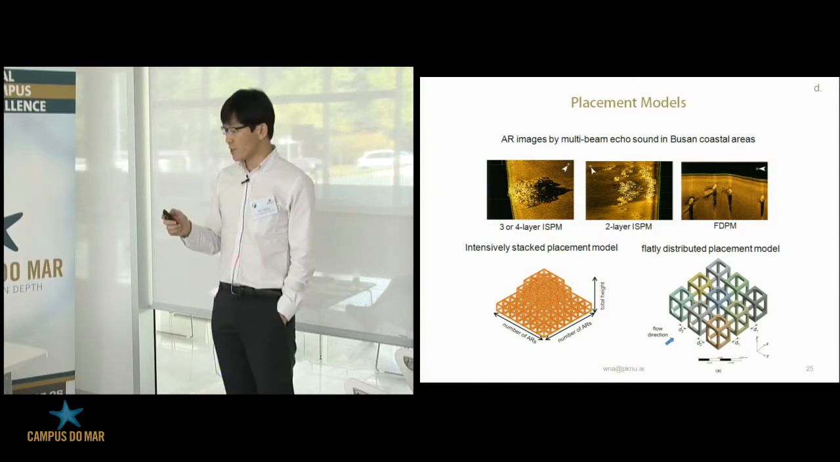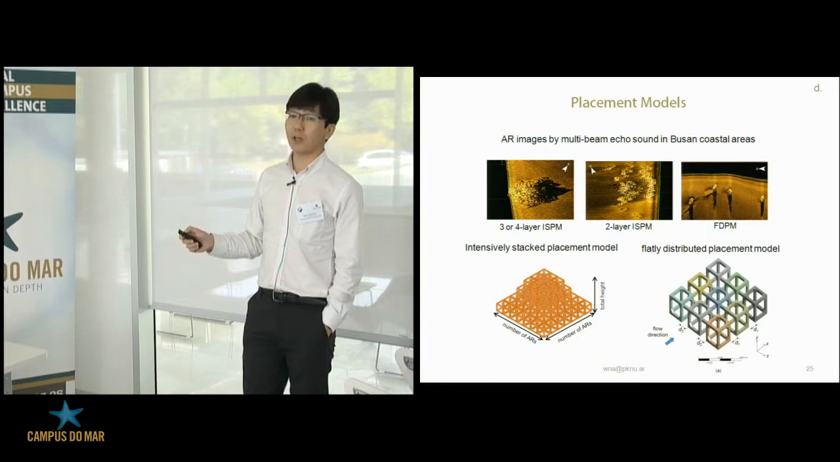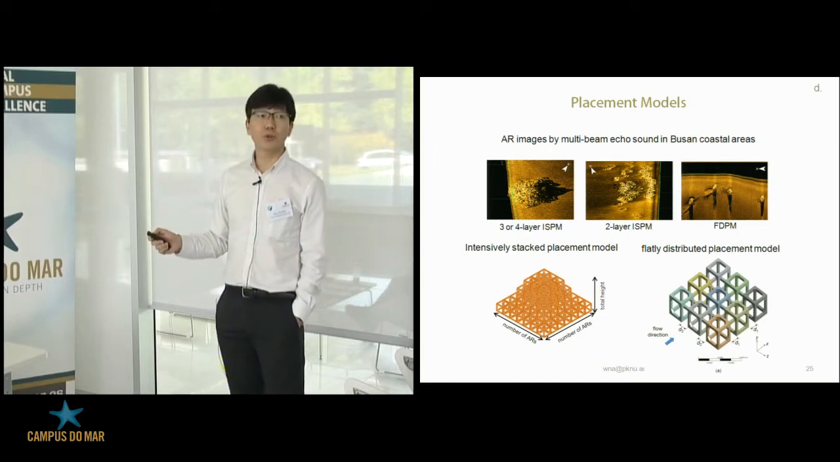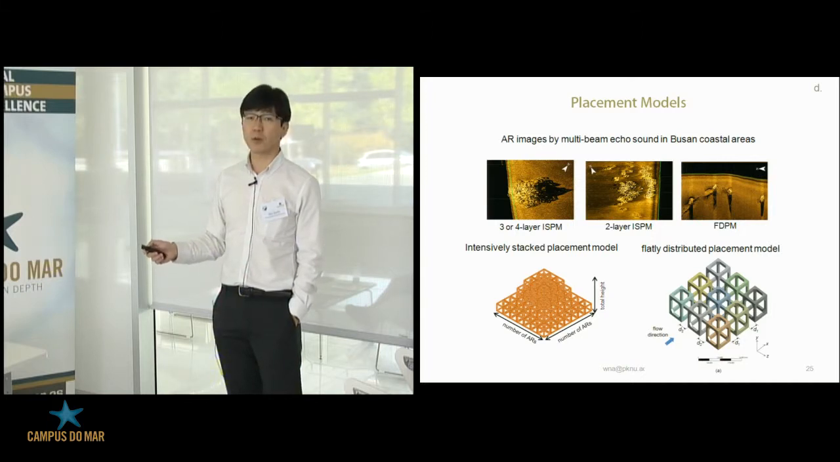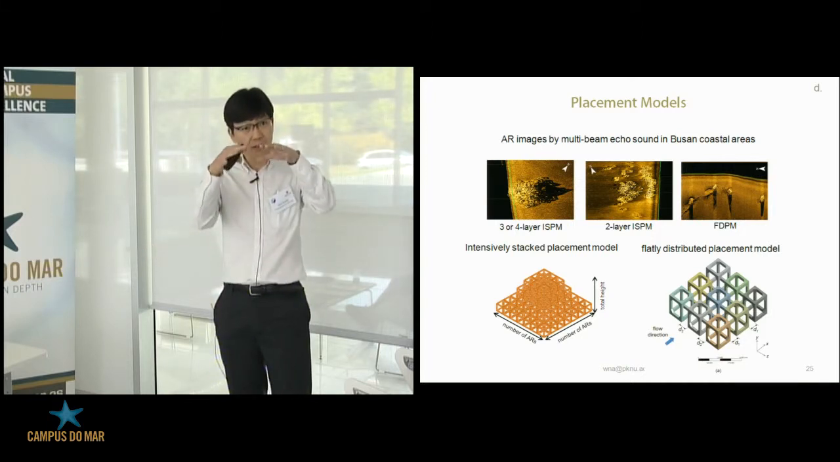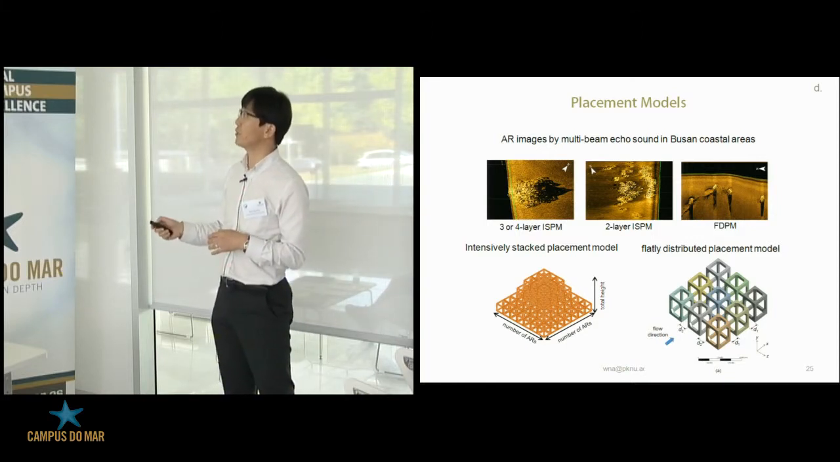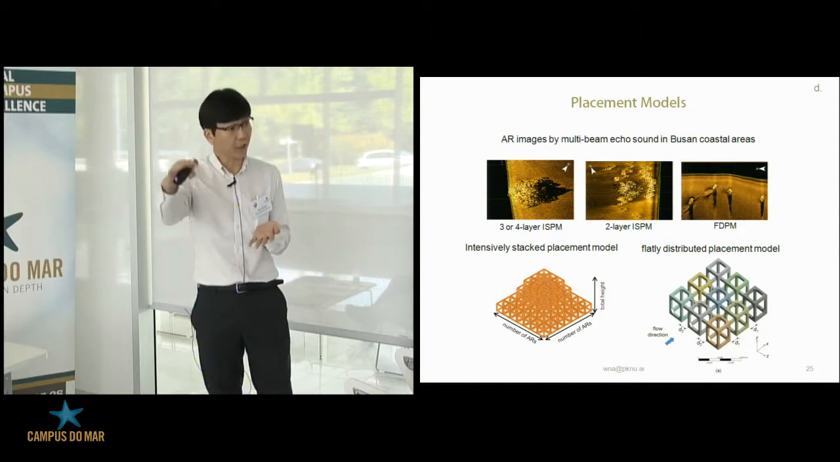Then we investigated the artificial reefs by multibeam echo sounder in Busan coastal areas. You see the multibeam images here. We found there are basically two types. The first one is the intensively stacked placement model, where we stacked the artificial reefs. The second one is the flatly distributed placement model, where we distributed the artificial reefs in the plane.